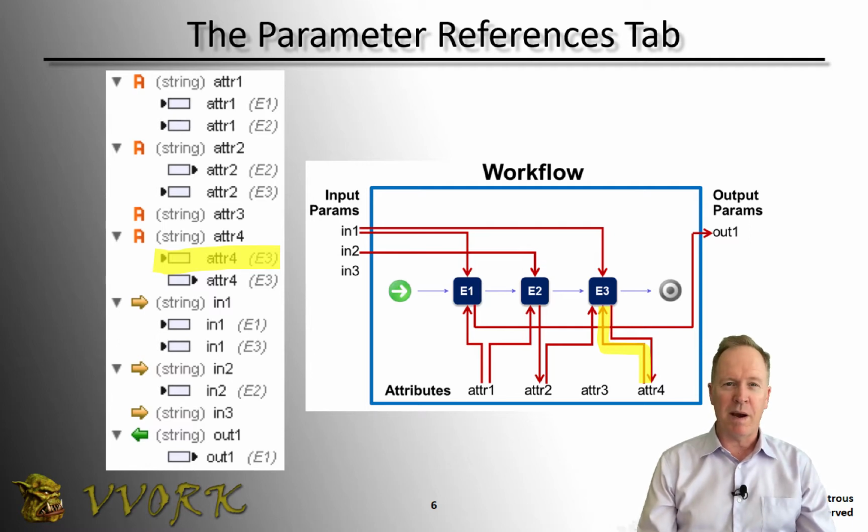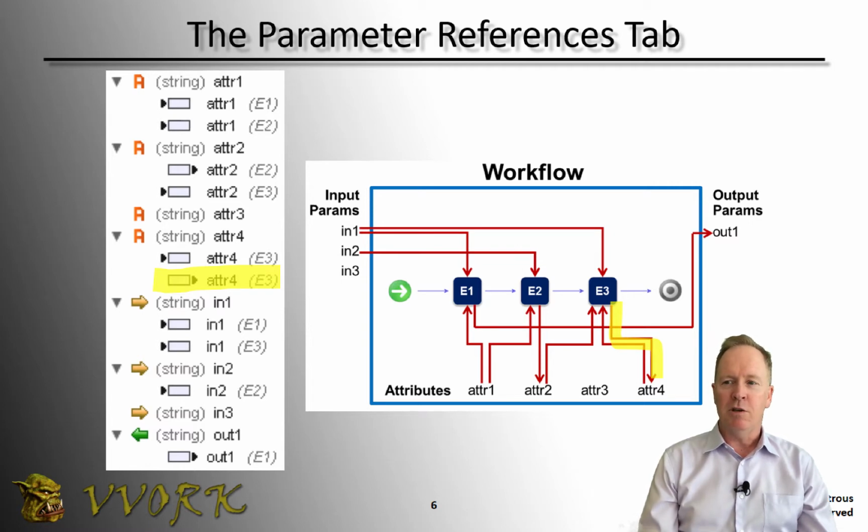But that's not the only binding we have for attribute 4. We also have this binding. Over here in the diagram, you can see that we have an outward binding to attribute attr4 from some variable in schema element 3. And that's the same thing we see over here in the Parameter References tab. E3 has a binding to the variable called attr4, and it's an outward binding.